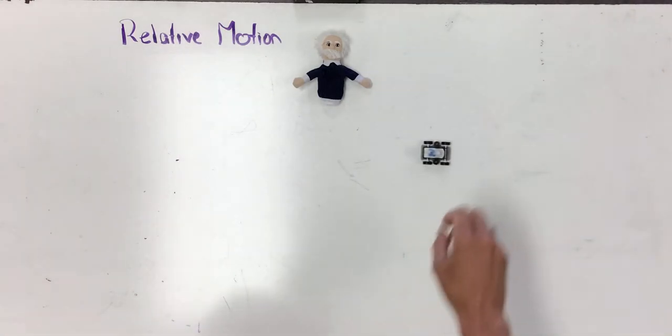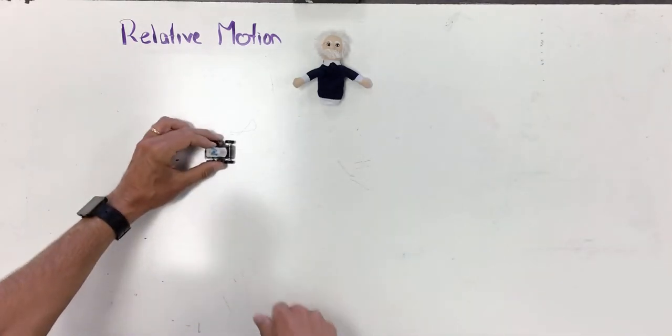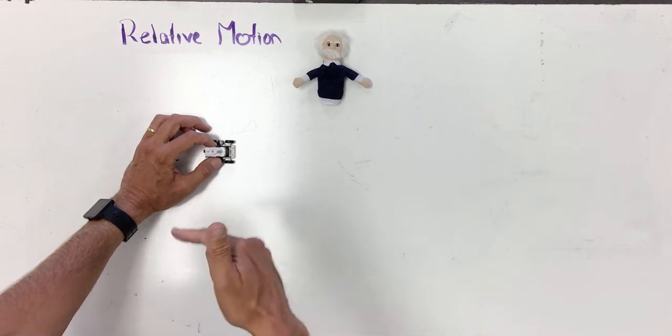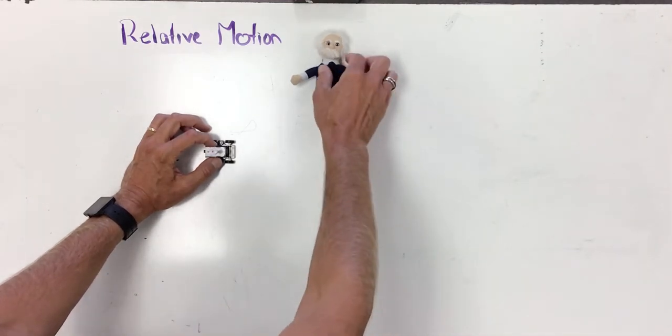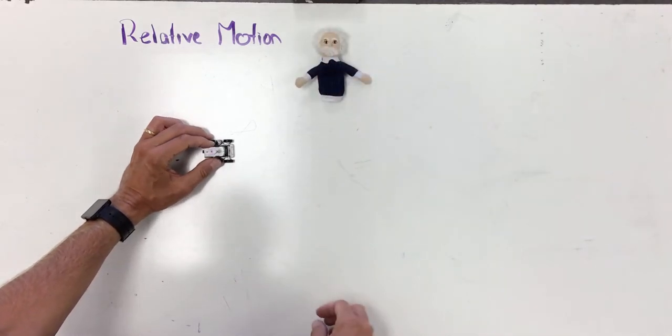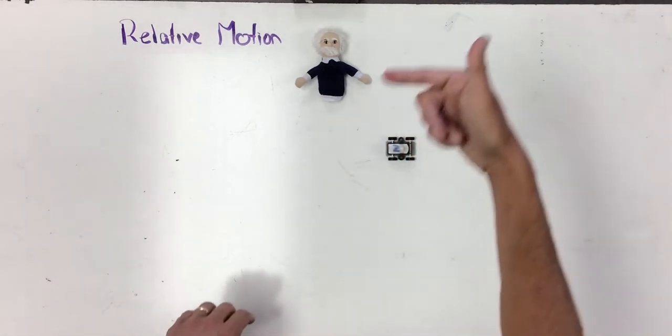Now here's where we'll add something to it. All motion is relative, which means we have to state what the 2 kilometers are relative to. So what that means is my buddy Albert down here, if he could look at the car, he would say that the car is moving 2 kilometers per hour relative to him.